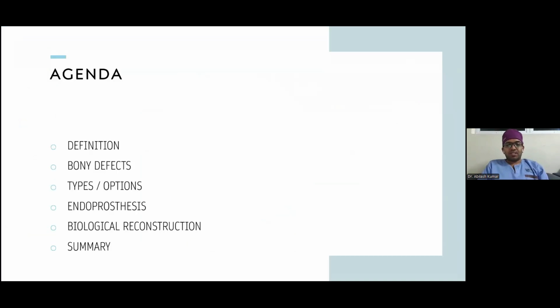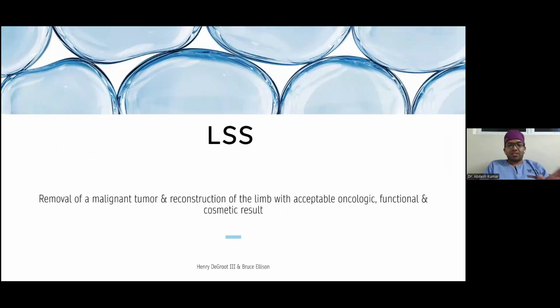So this topic will encompass, one, what is the definition of limb salvage surgery, the bony defects we usually deal with in our practice, and how we overcome these defects, the types and options of reconstruction, which these days mostly means endoprosthesis and also biological reconstruction. So let's start off with the definition.